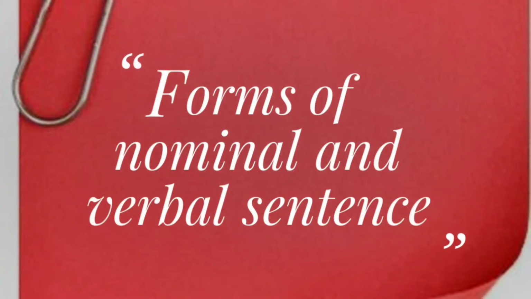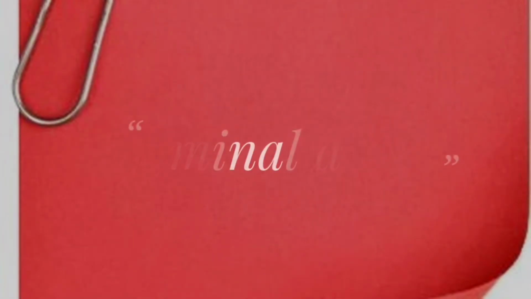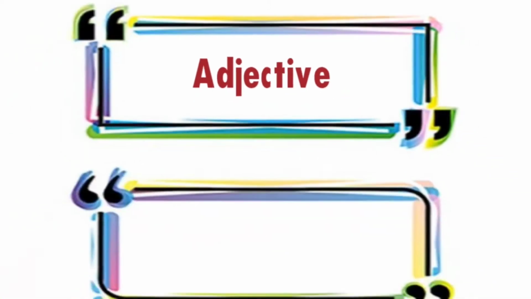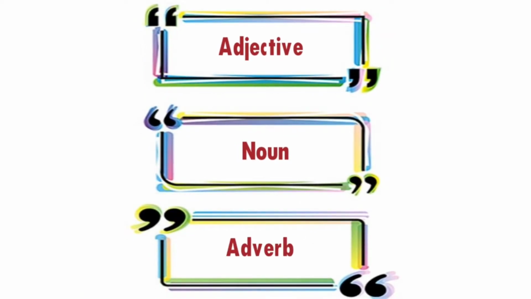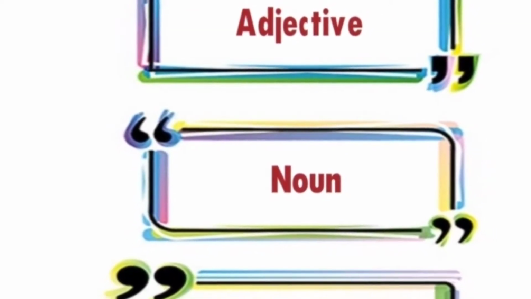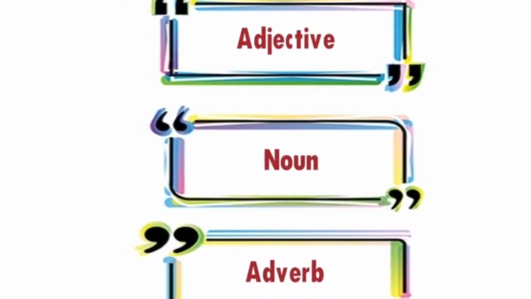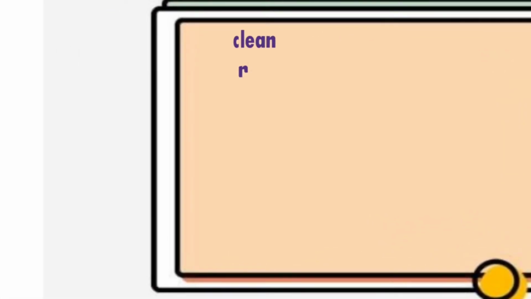Next, the forms of nominal and verbal sentence. As I said before, there are no verbs used in the nominal sentence, but adjective, noun, and adverb. Adjective means kata sifat, noun means kata benda, and adverb means kata keterangan. You also can see the examples of adjective, noun, and adverb.